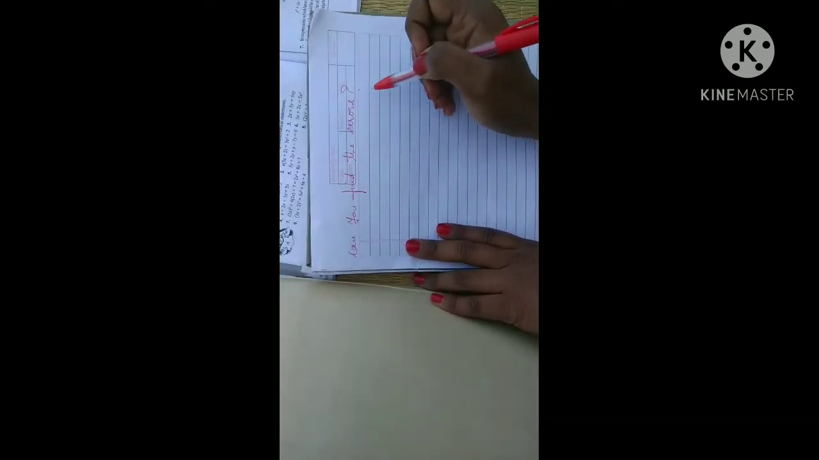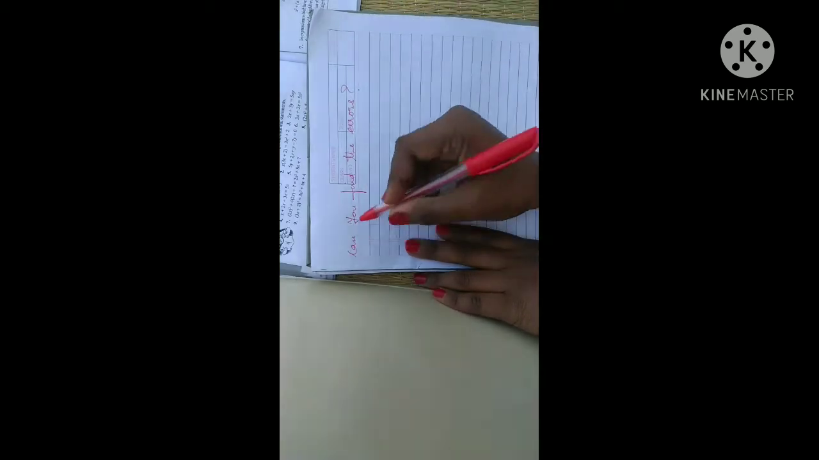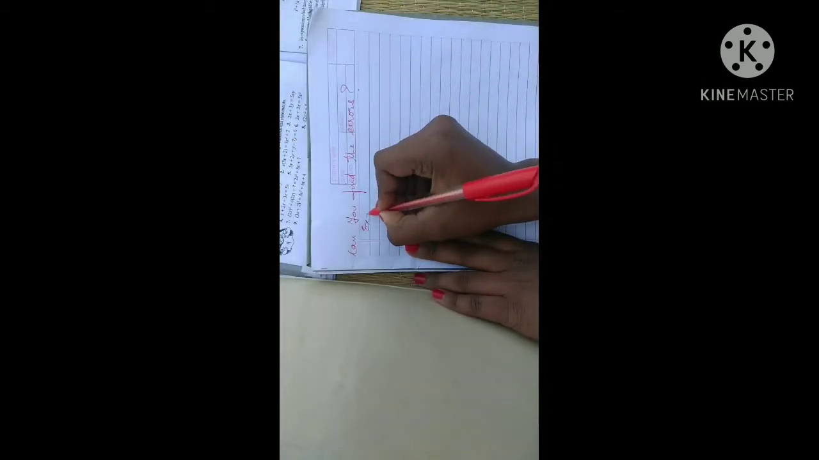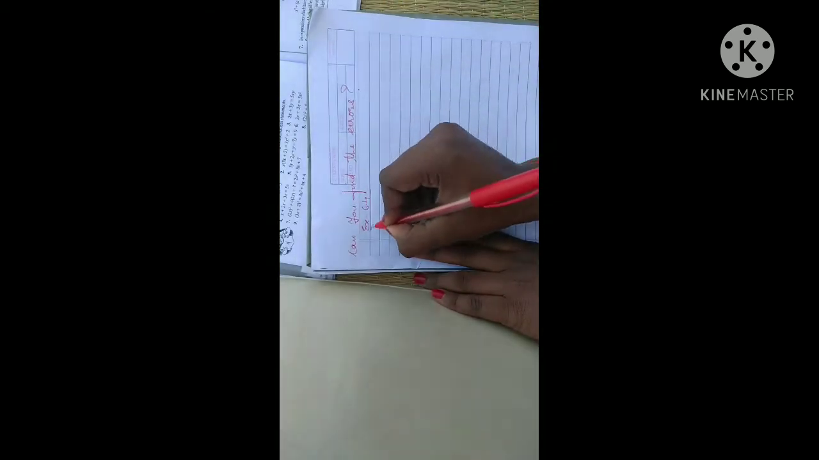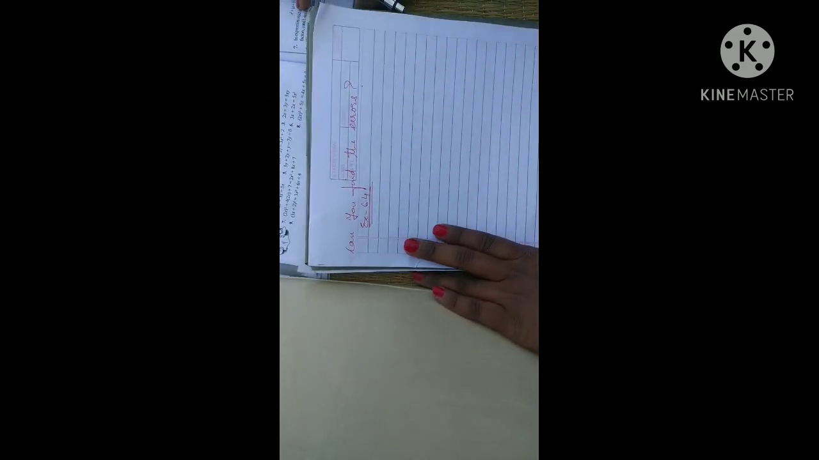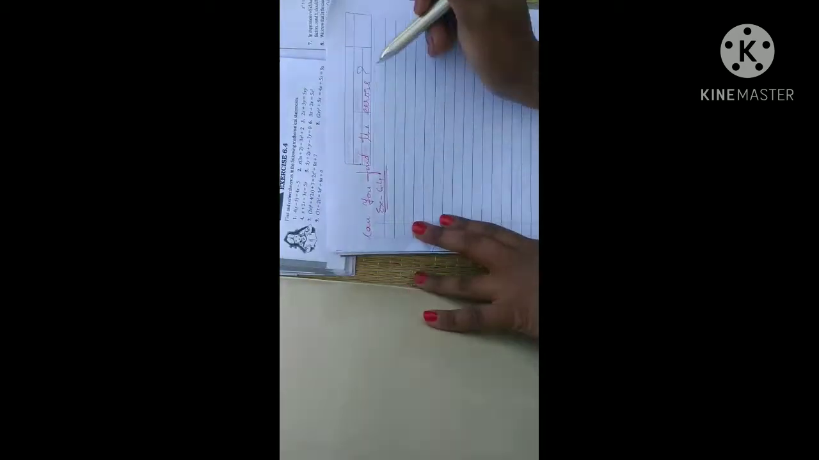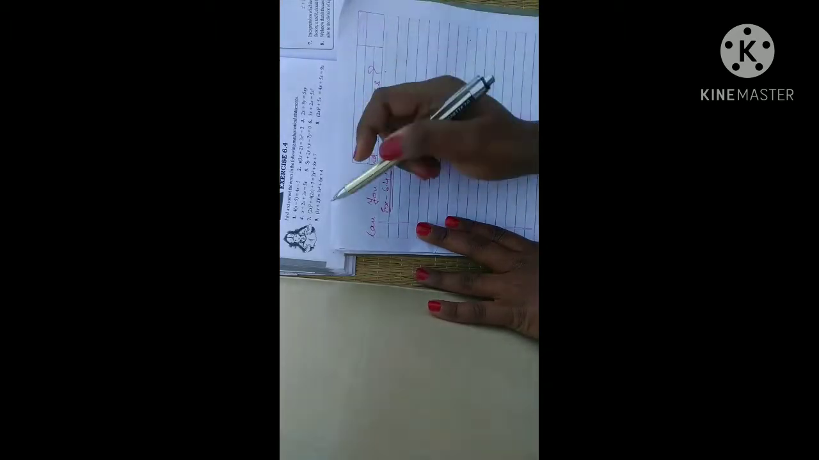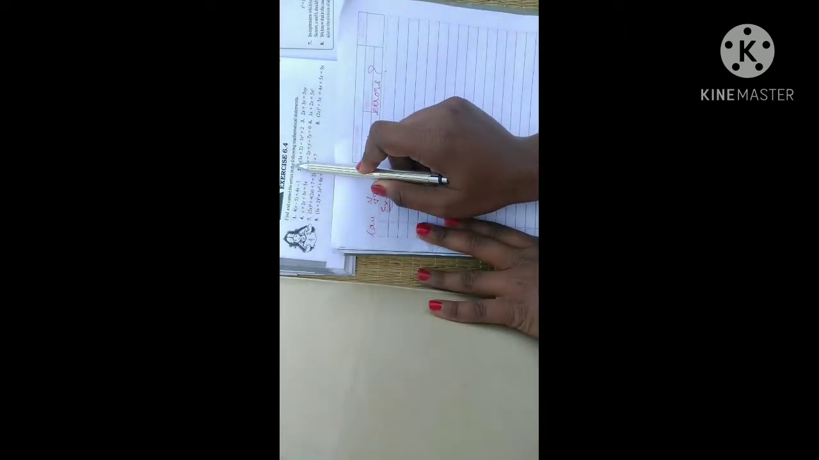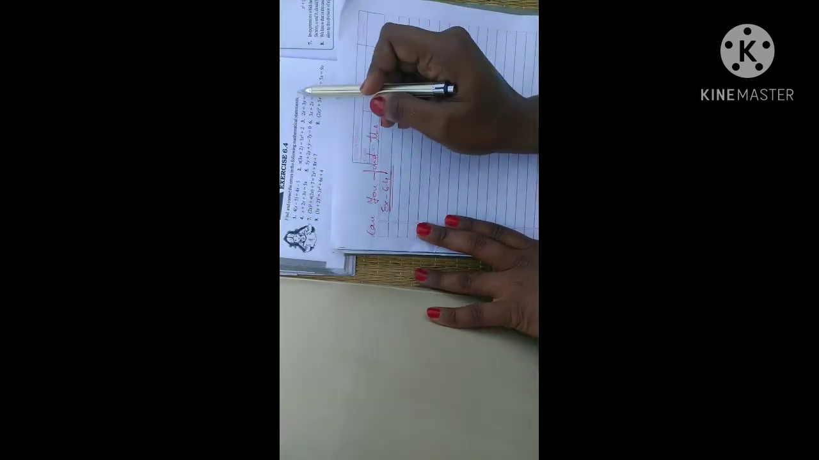Can you find the errors is the next topic. So I'm going to start with the exercise only. That is exercise number 6.4. By solving the problems only, I'll show you how to find the errors in each of the following questions. Okay. So here the first question is, find the correct error in the following mathematical statement.